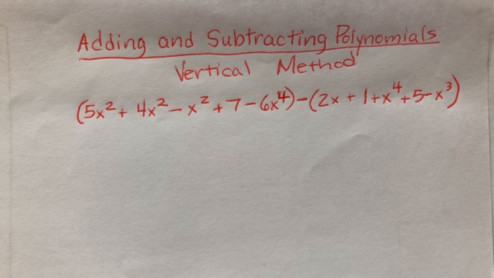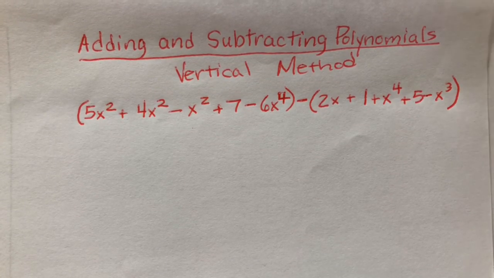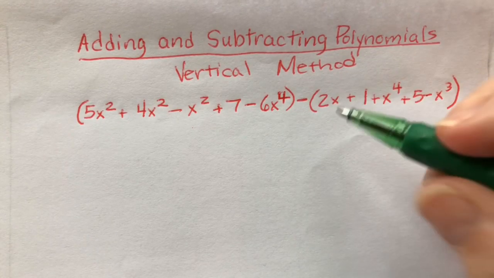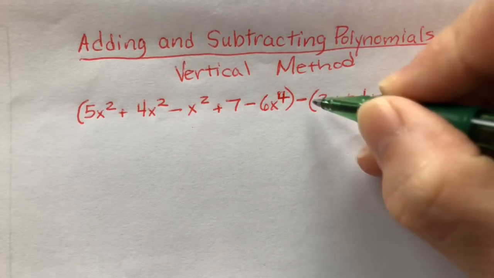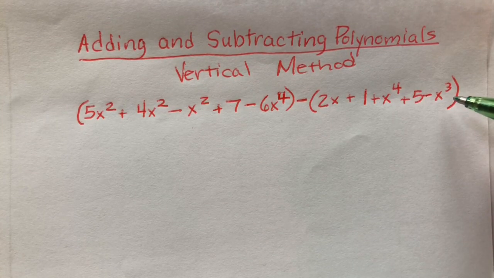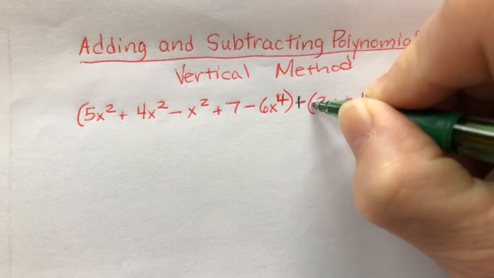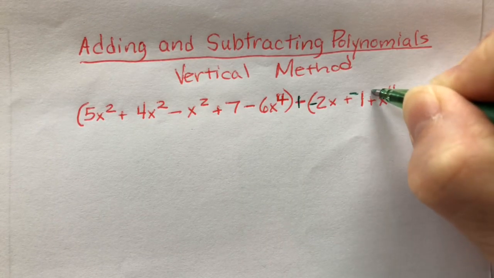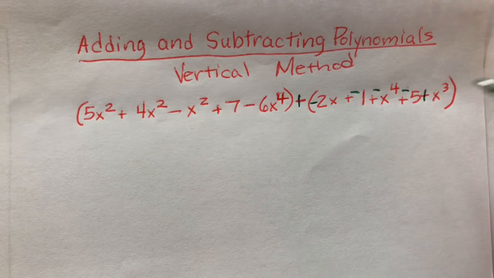What you're going to do, first of all, since it is a subtraction problem, we want to go ahead and use the distributive property here. So we're really multiplying everything in here by -1. When you multiply everything by -1, it just changes the sign of everything. So this becomes plus, this becomes minus, minus, minus, minus, and plus.